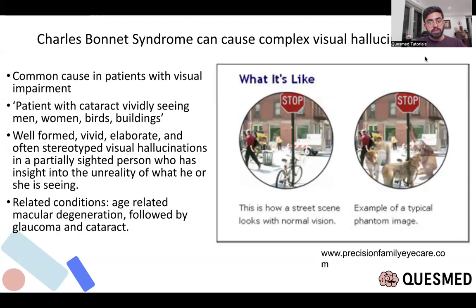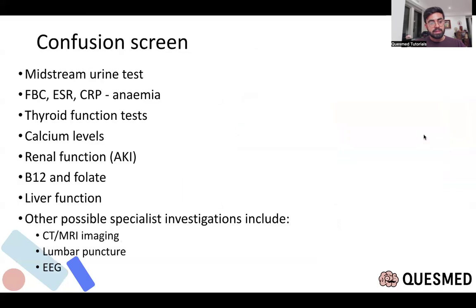So Charles Bonnet syndrome essentially only impacts people who are blind. So patients with cataracts, for example, bilateral cataracts, and what they see are very vivid hallucinations, which is why they'll describe things like animals. And as I said, one of the keys here is that they have insight into them and they know that they aren't there. But yeah, exams love asking about it.